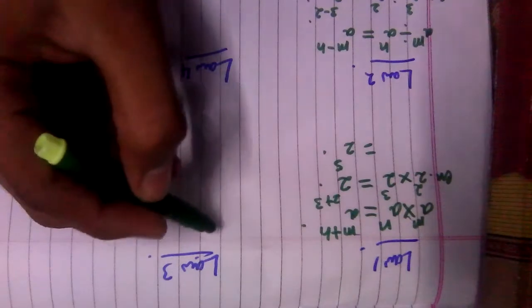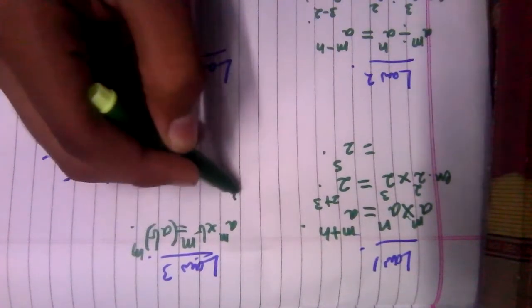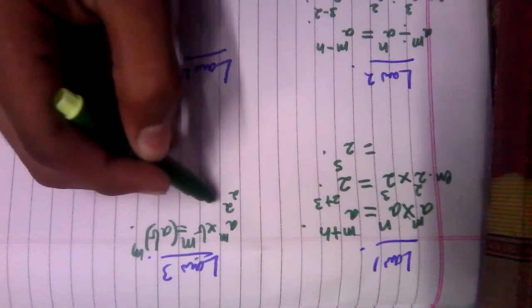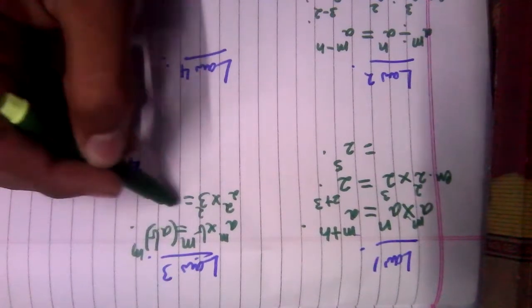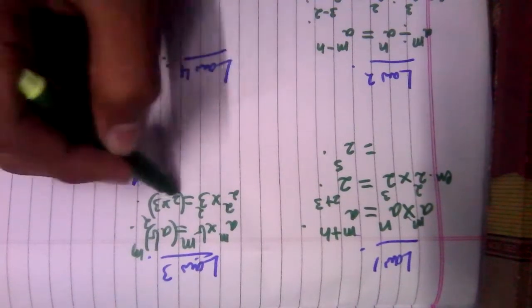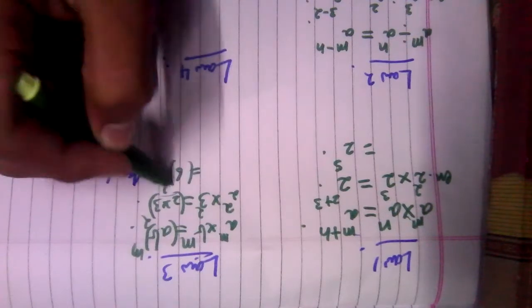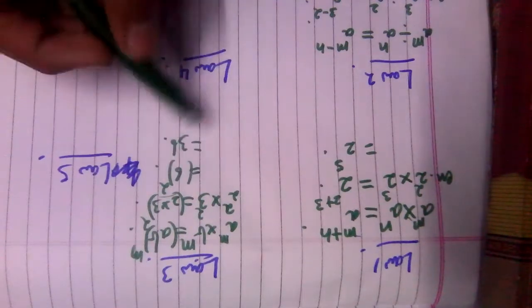Now let's come to the third law. The third law states that a to the power of m into b to the power of m will be equal to ab to the whole power m. It's very easy. 2 to the power of 2 into 3 to the power of 2 will be equal to 2 into 3 to the whole power 2, which is nothing but 6 to the whole power 2, which will be equal to 36. If you try it out, you will get it.